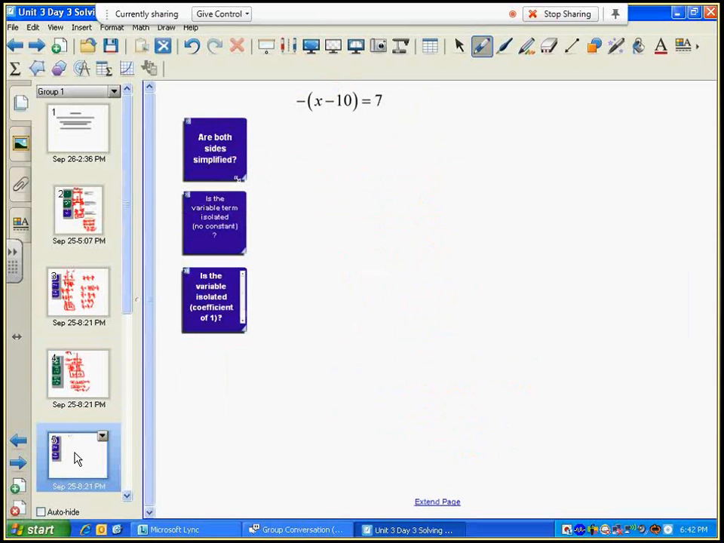Okay, here we go. Are both sides simplified? No, I actually have to distribute this. What am I distributing here? I've got to distribute this negative. Who knows what number is in front of the parentheses?